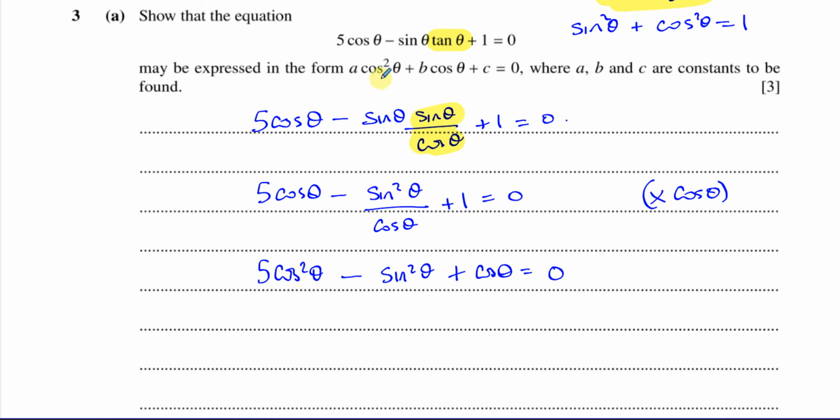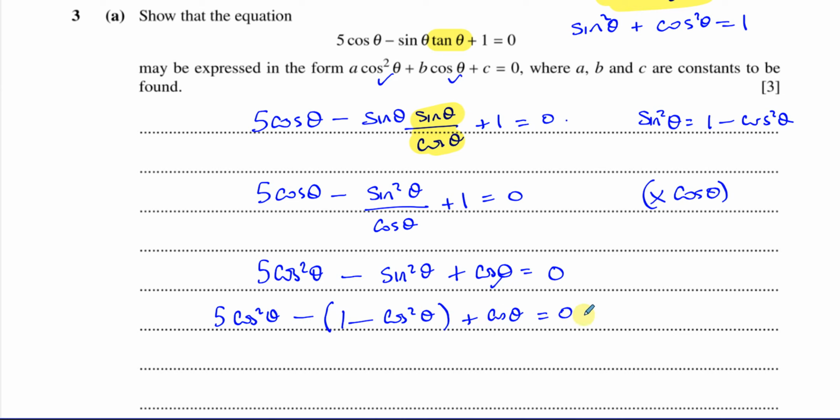We've got cosine squared theta, we've got cosine theta, but now we have a sine squared theta. So we can use this identity over here. We can say that sine squared theta can be rewritten as 1 minus cosine squared theta. So I can replace the sine squared theta with 1 minus cosine squared theta. So you have 5 cosine squared theta minus, now be very careful here. A lot of students make mistakes in these types of questions. There's a minus in front of this sine squared theta. Protect it with this bracket. So you're going to put 1 minus cosine squared theta, close the bracket, plus cosine theta equals 0.